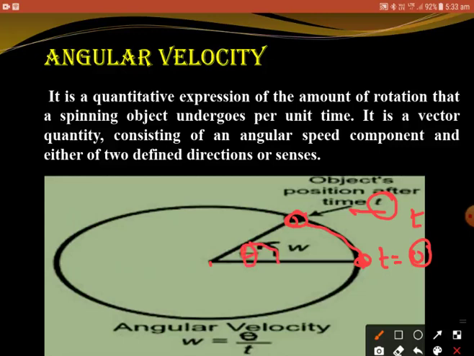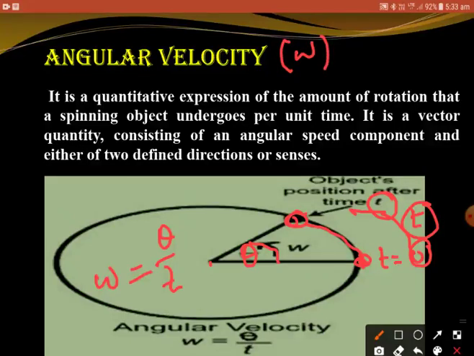So what happened? Your angular displacement is theta, so the rate of change of angular displacement means what? The angle described divided by the time interval, this one t. That will be equal to the angular velocity, denoted by omega. This angular velocity is denoted by omega and it is a vector quantity, as we have said.